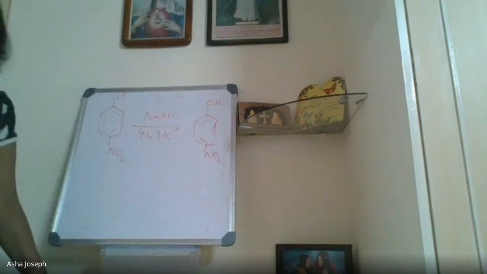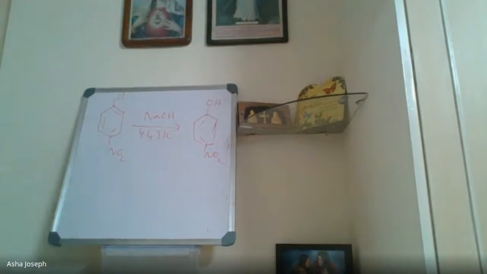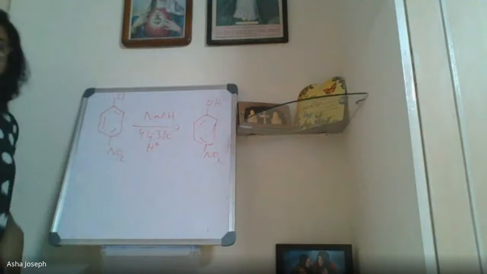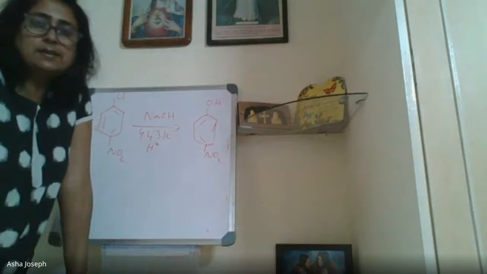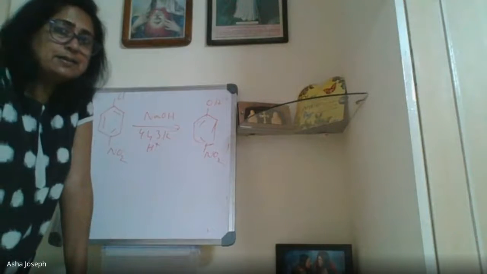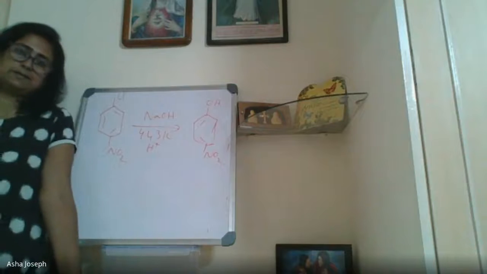You understood? So 443 Kelvin you will get. And so here in the Dow process, I didn't put this: acid is also there, children. In the Dow process, 623 Kelvin, 300 atmosphere. Second, one more condition is there, acid is there, H plus is put. H plus is the mineral acid.